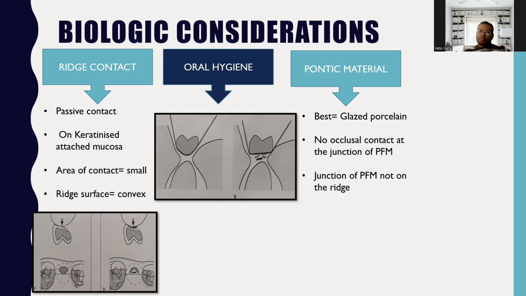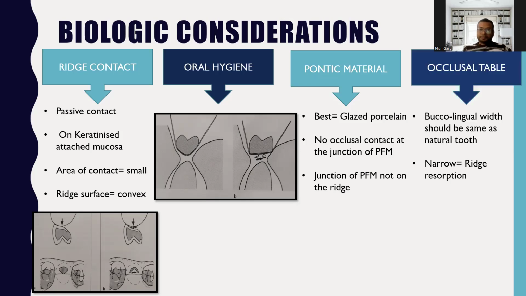So it should have a glazed porcelain, a highly polished surface, no mucosal contact at the junction of PFM, and the junction of PFM should not lie on the ridge. Your occlusal table buccolingually should be the same as your natural teeth, and it can be narrow if your ridge is narrow. And we have already discussed that you have to decide your Pontic design according to Seibert's classification: Class 1, Class 2, Class 3. Class 1 was the loss of width, Class 2 was the loss of height, and Class 3 includes the loss of height and width.